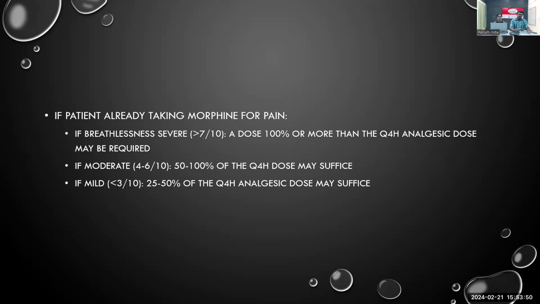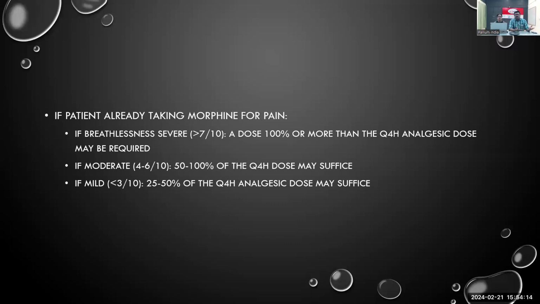Suppose they say that it's moderate, its score is 4, 5, or 6 out of 10. Then the increment over what is already being taken is 50 to 100%. So suppose they are taking, let's say, 10 milligram again, 4th hourly. What you have to do is a 50% increase. You give 15 milligram 4th hourly, and that is supposed to be enough to manage both the pain and breathlessness.